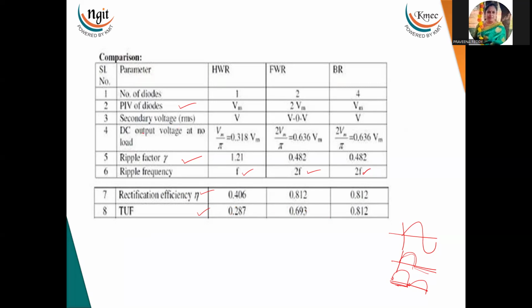And VDC output at no load is nothing but what? VDC we have calculated for each: Vm by pi, 2Vm by pi, and 2Vm by pi. So this is the comparison table.